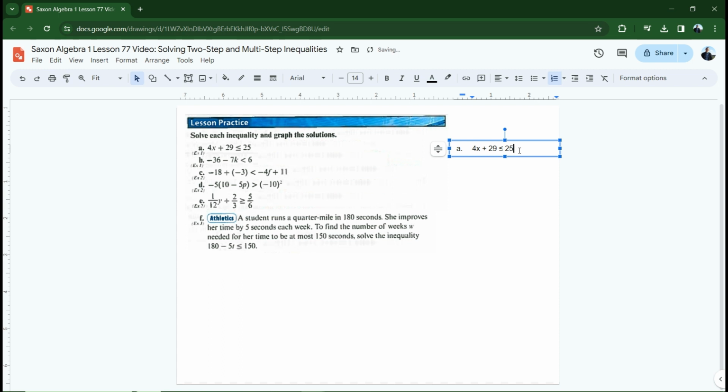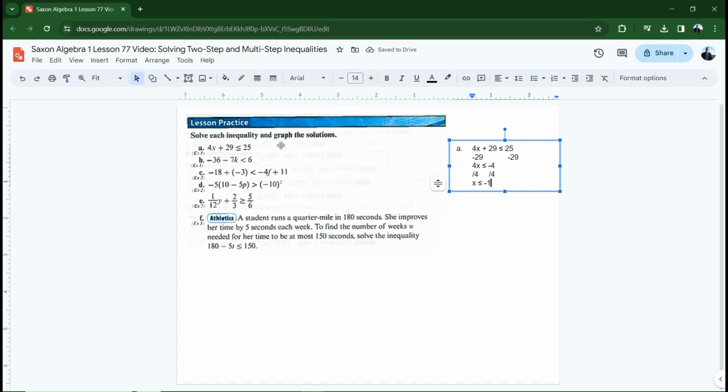Now, how are we going to solve this? Well, this is a multi-step problem. I need to get x on a side by itself. The first thing I'm going to do is subtract 29 from both sides. That's going to give me 4x is less than or equal to negative 4. I have negative 4 on the right, but I'm not actually going to divide or multiply by negative 4. I'm going to divide both sides by 4 to get x by itself. I'll be left with x is less than or equal to negative 1, and I've solved my inequality.